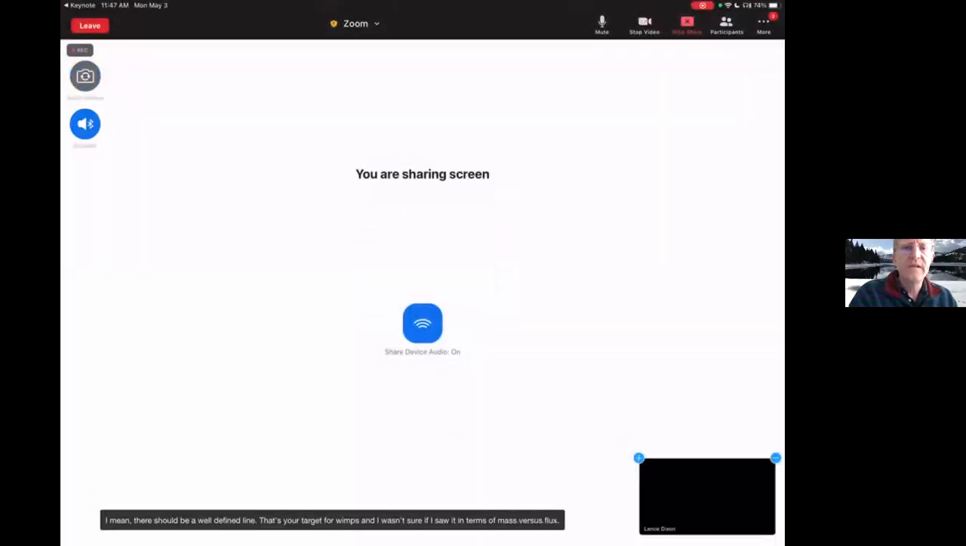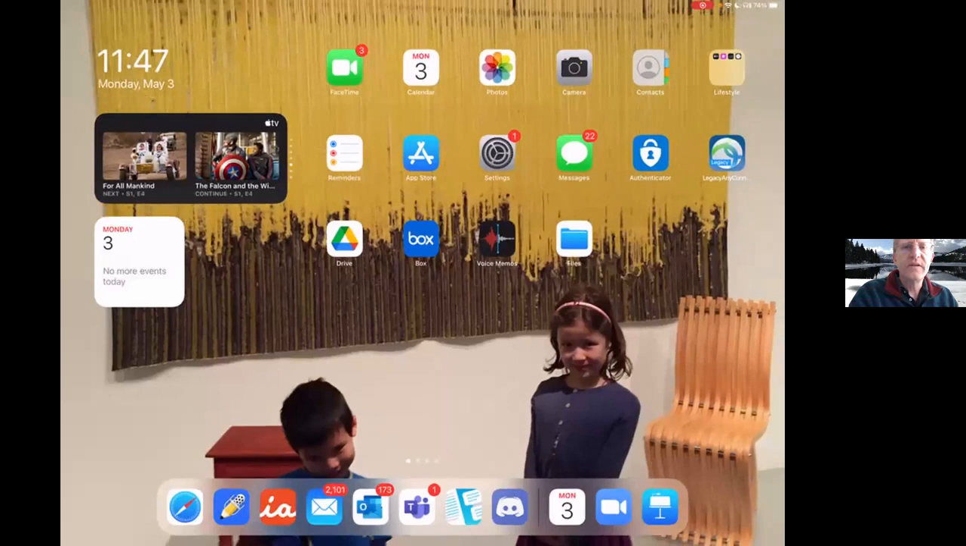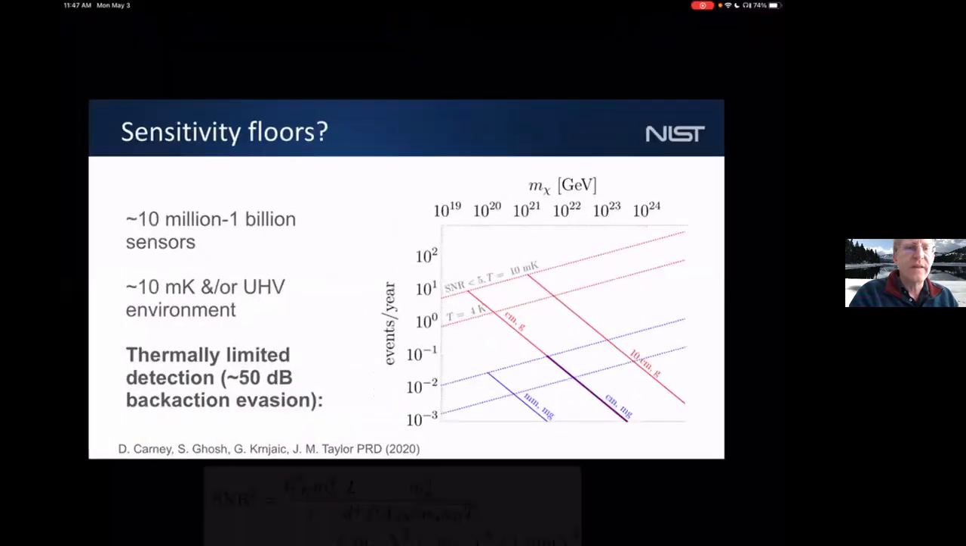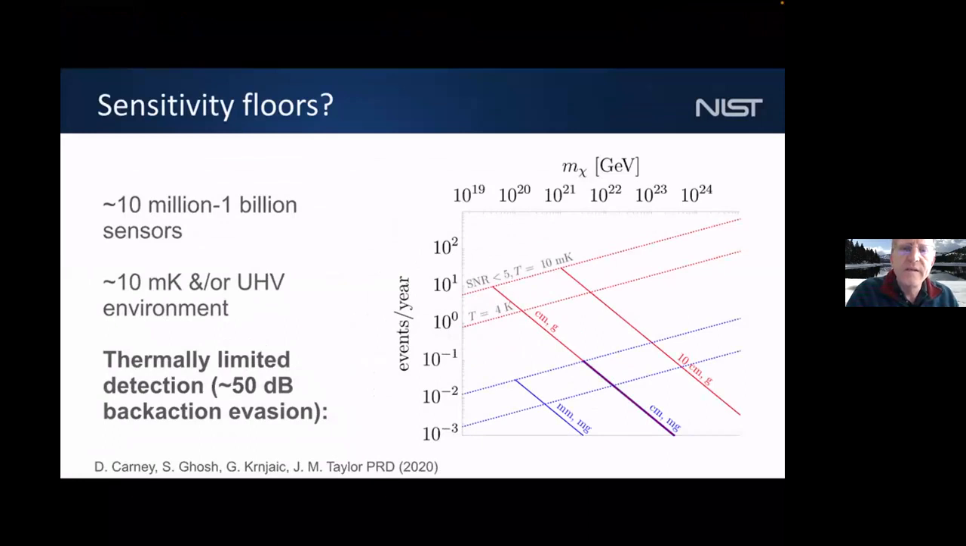Jake, can you show your sensitivity plot again? I was curious about, there should be a well-defined line that's your target for WIMPs, and I wasn't sure if I saw it in terms of mass versus flux. Also, while you're finding that, isn't there a specific events per year that you can just draw for the dark matter halo here?